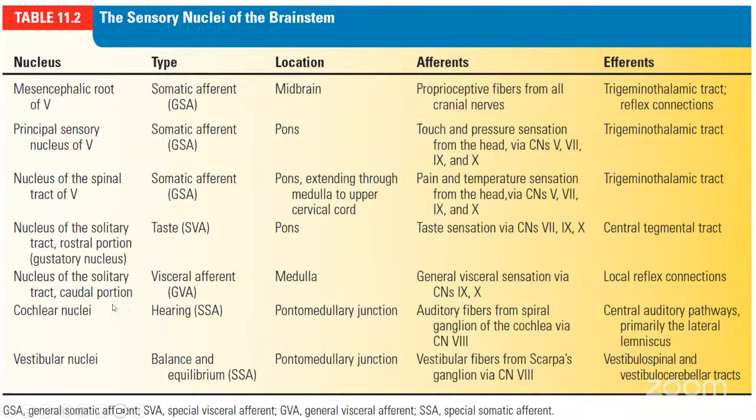And as we know, the eighth cranial nerve is a special somatic afferent. Cochlear nuclei help in hearing. Vestibular nuclei help in balance and equilibrium.